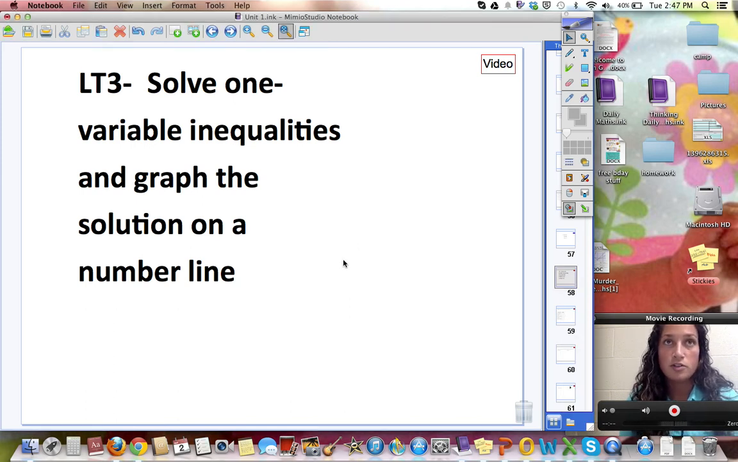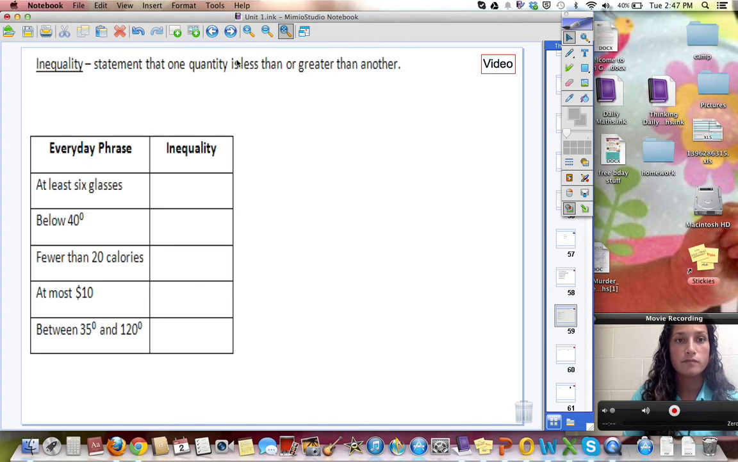Okay, this is the last one, Unit 1, Learning Target 3. Solve one variable inequalities and graph the solution on a number line. All right, so the first thing is inequality. So you're going to want to pause and write this down.